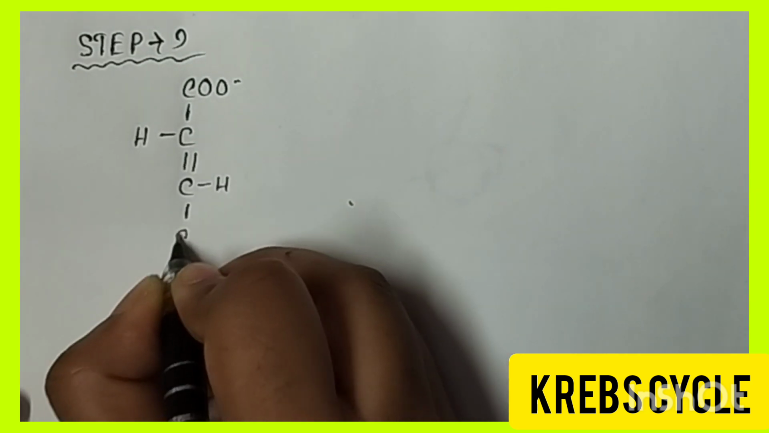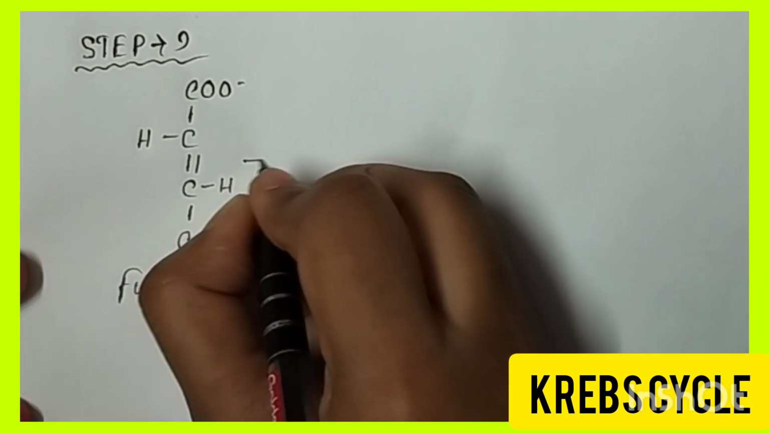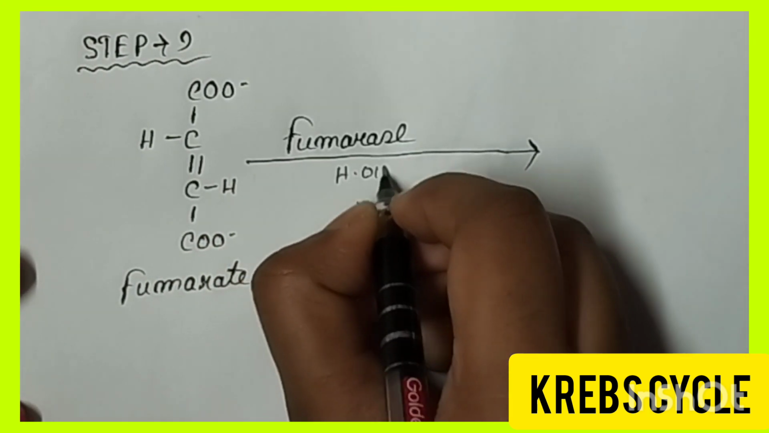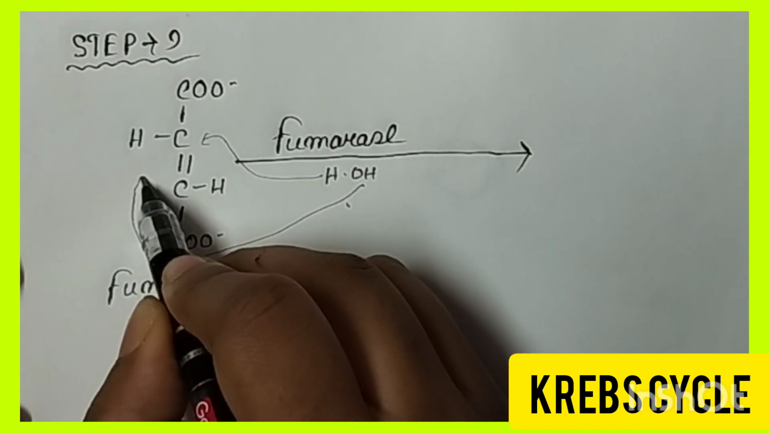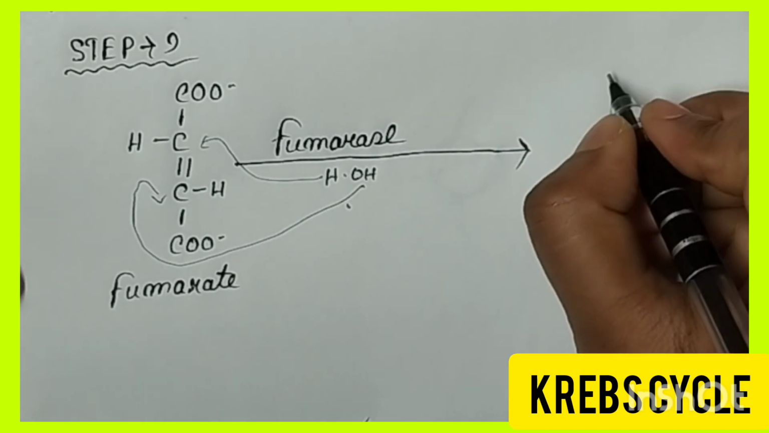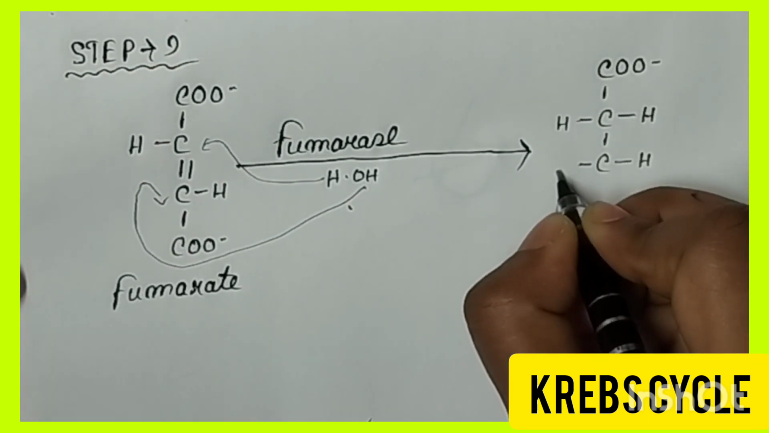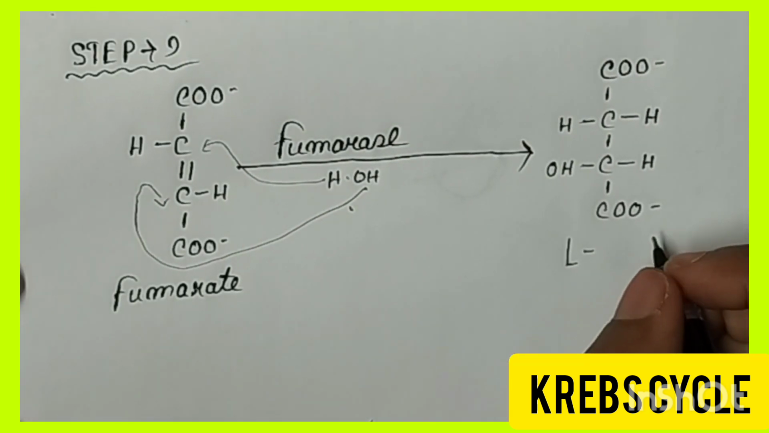I have presented the fumarate structure, which is converted to malate. Fumarate is hydrated to produce malate, by the introduction of a water molecule, which is necessary in these reactions. The water molecule breaks the double bond, and malate is produced by the enzyme fumarase.